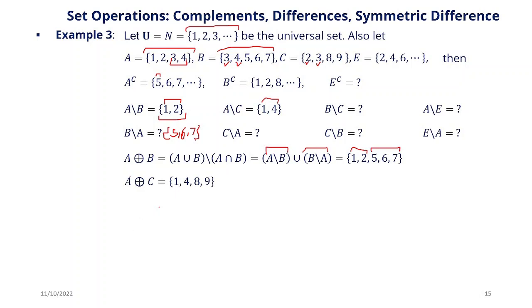What about A symmetric difference C? This is the value that we get. Can you try to figure out how this value came about by using the example we just did now?